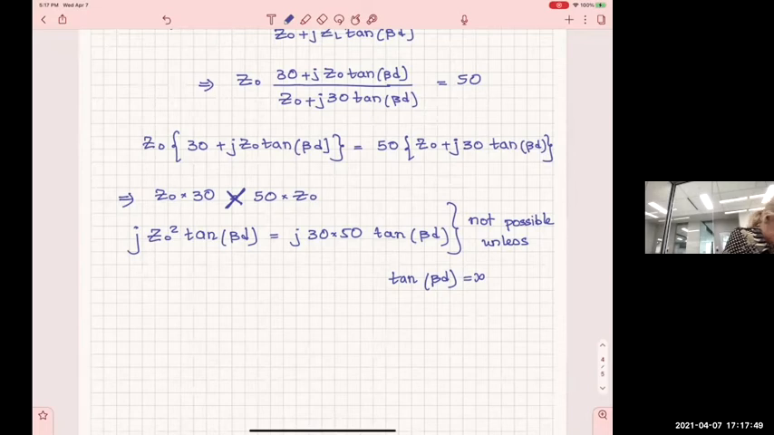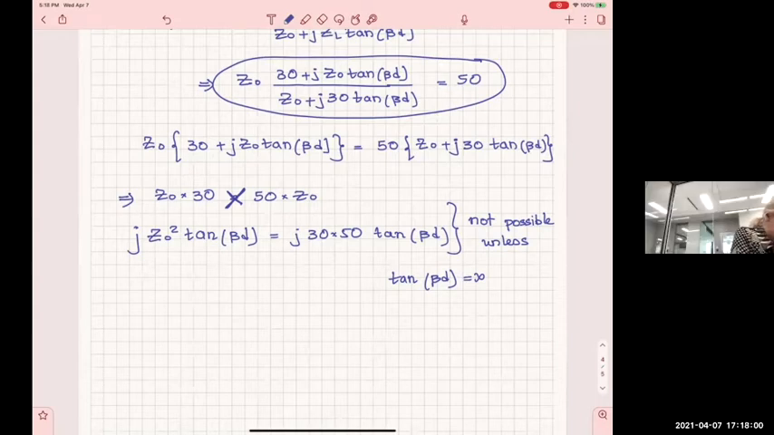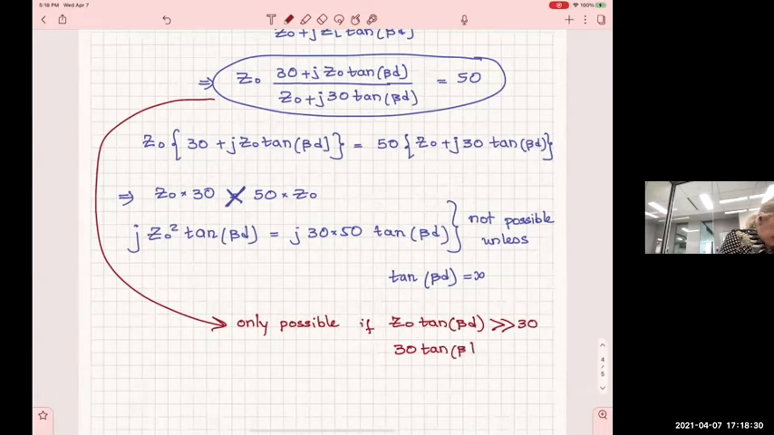After Friday, you do not have to derive it. But in any case, you see, this one is only possible if Z naught tangent beta d is much larger than Z L, and Z L tangent of beta d is much larger than Z naught, which means that if the tangent of beta d becomes infinite, then that applies. Do you agree?